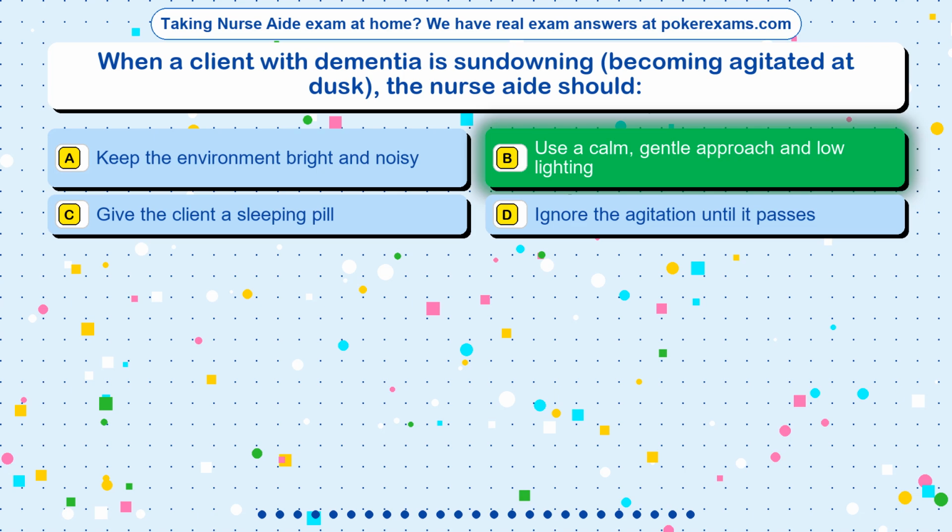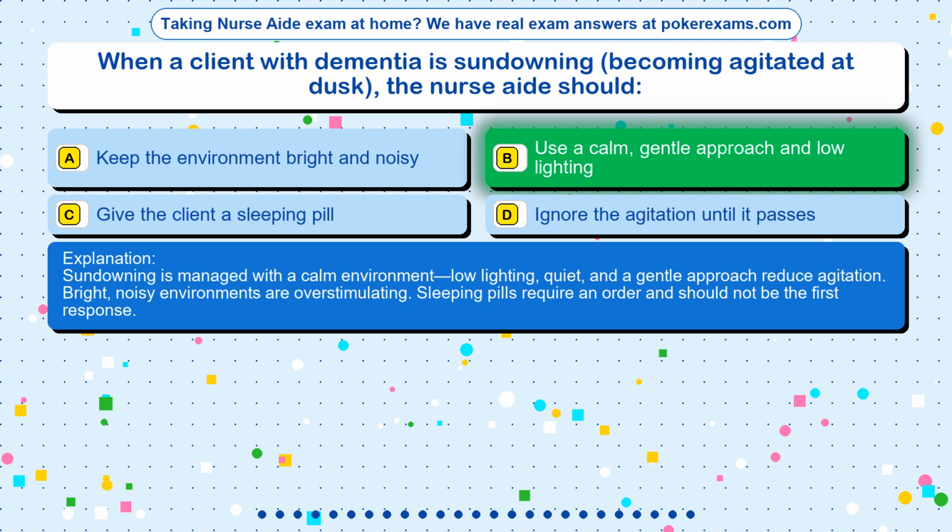The correct answer is option B. Use a calm, gentle approach and low lighting. Sundowning is managed with a calm environment. Low lighting, quiet, and a gentle approach reduce agitation. Bright, noisy environments are overstimulating. Sleeping pills require an order and should not be the first response.